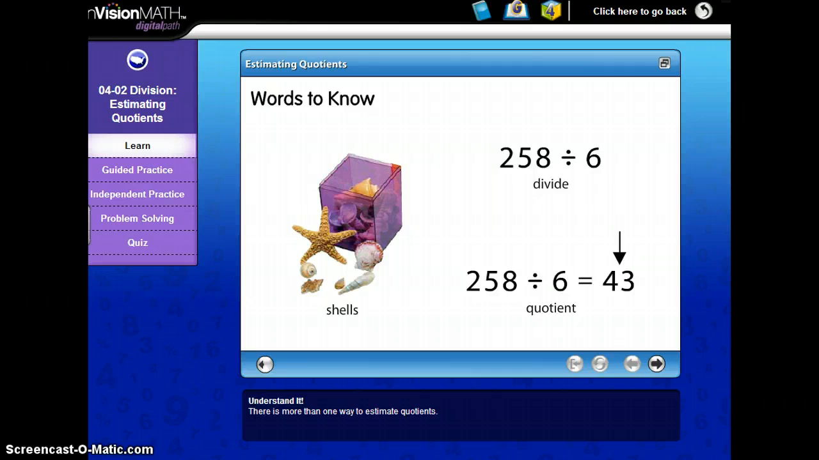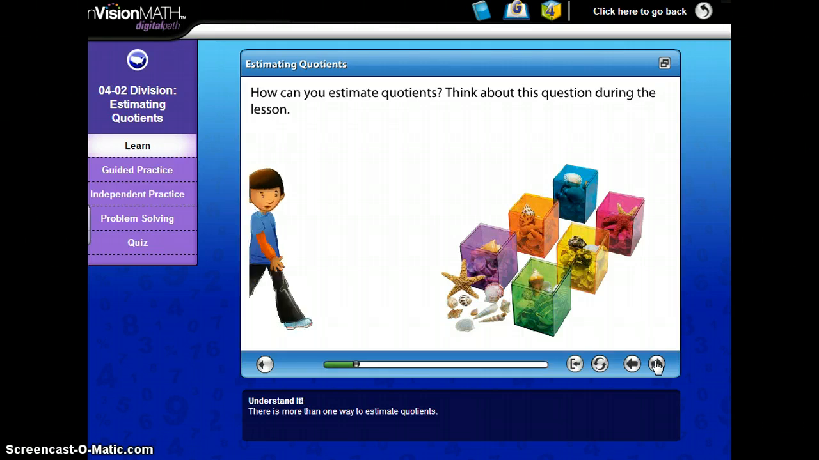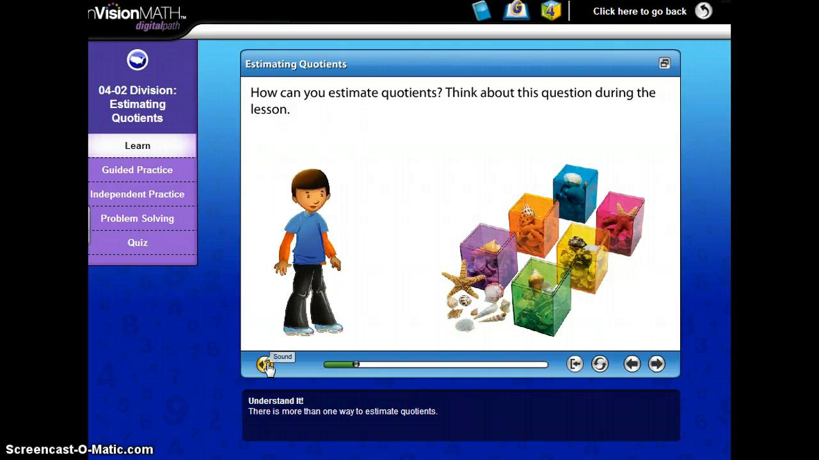So today we are going to use numbers that are a little bit more exact, but we're going to change them and rewrite them into numbers that we can do mental math with in our heads, just like yesterday. How can you estimate quotients? That is our question of the day. Think about this question during the lesson.